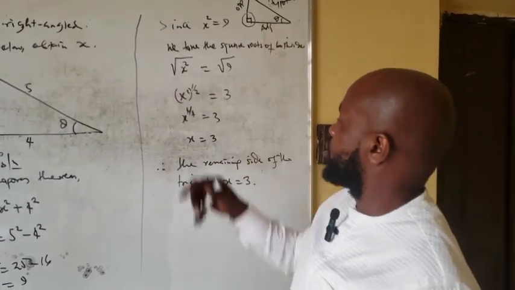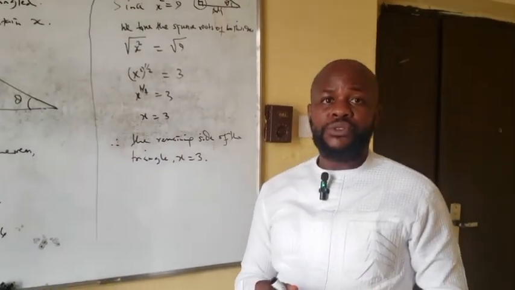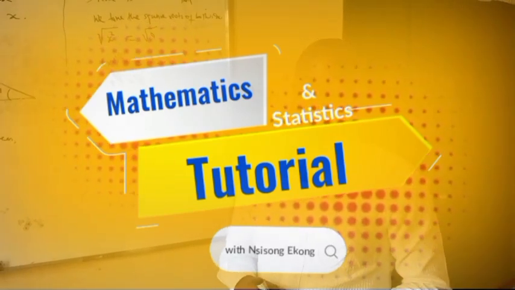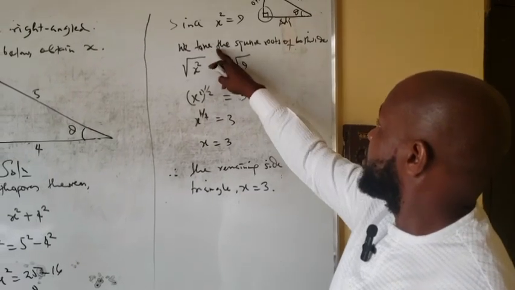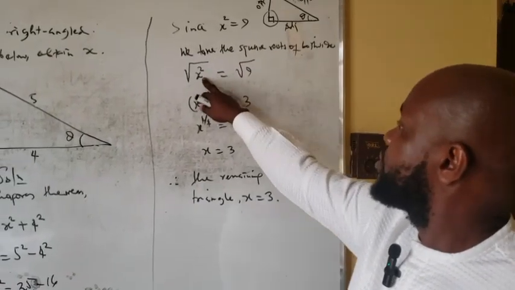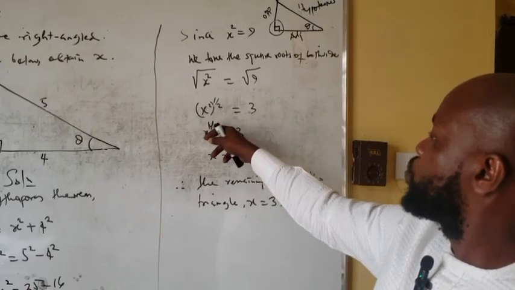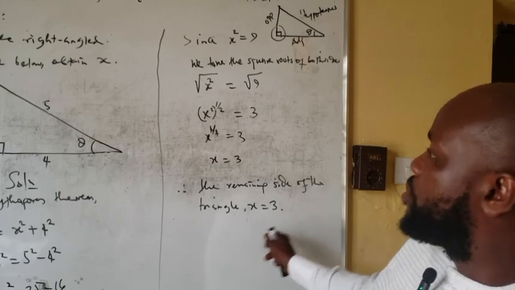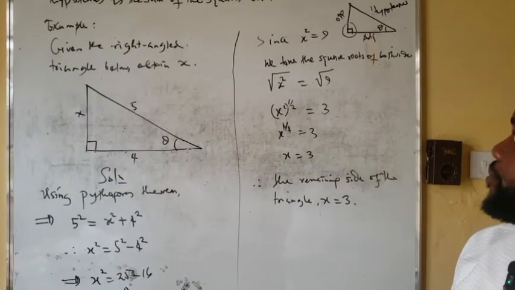This information is gotten from indices. If you have not watched a video on indices, you can go to our YouTube channel. You have all that you need to know about indices and its laws. So if we simplify from here by taking the square root of both sides, we have this. Of course, this square root sign means raised to power half. This will cancel this, and x will be equal to 3. Therefore, the remaining side of this triangle that wasn't known is x equals 3.